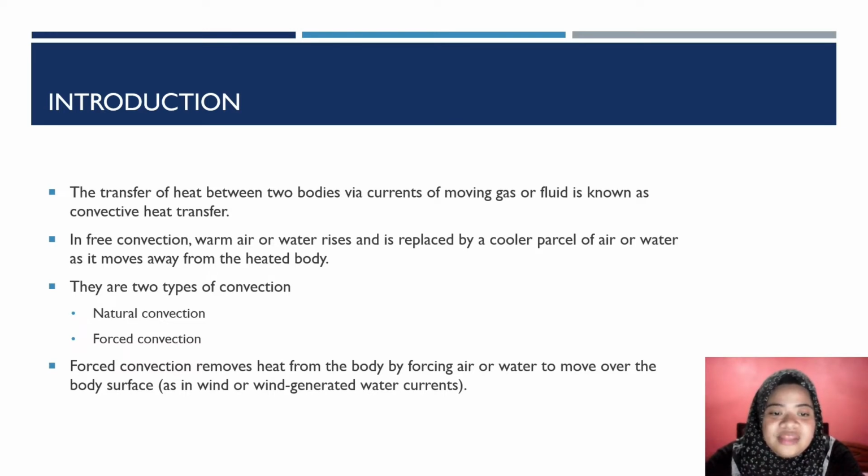There are two types of convection, which are natural convection and forced convection. Forced convection removes heat from the body by forcing air or water to move over the body surface, as in wind or waves generating water current.